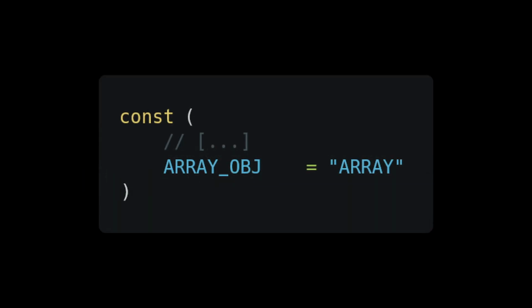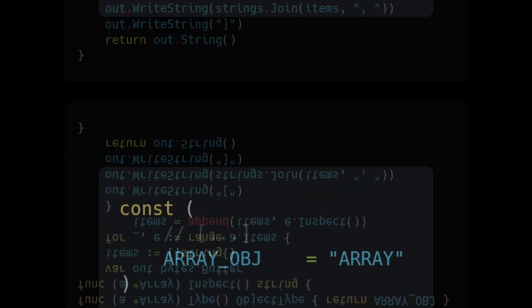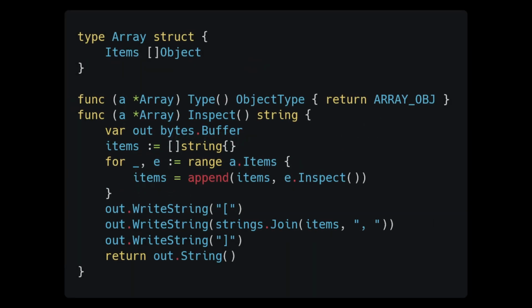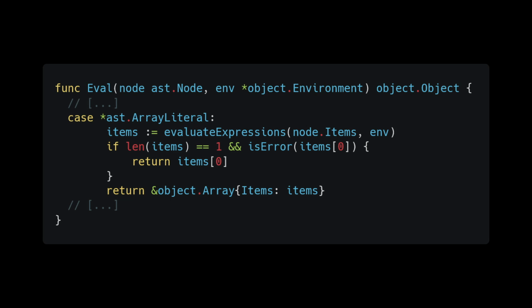Now go to your object package and add a new array object type. Then add an array struct with one field called items. It's really just a wrapper around Go's arrays. Then override the parent methods. Next, head into the eval method in the evaluator package and add a case for the array literal. We're going to use the same method we used to parse the arguments from a call expression, and this should be pretty easy to follow.